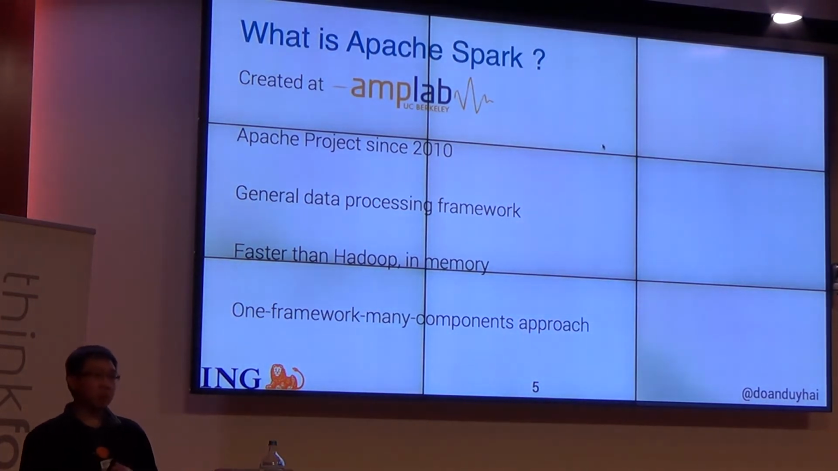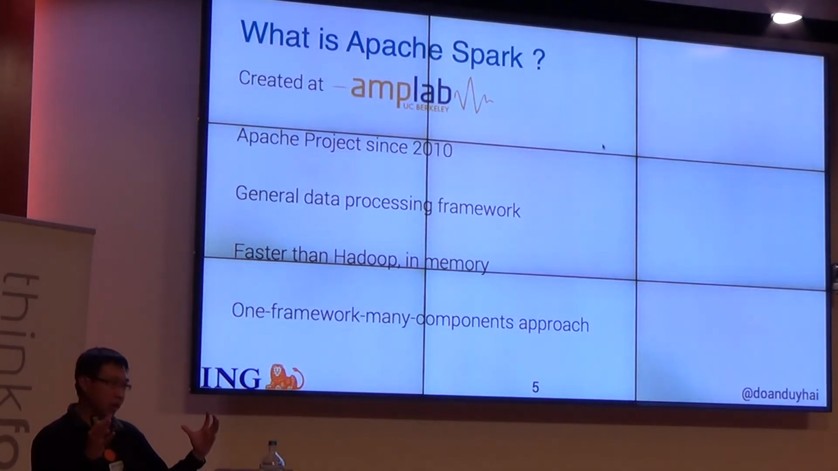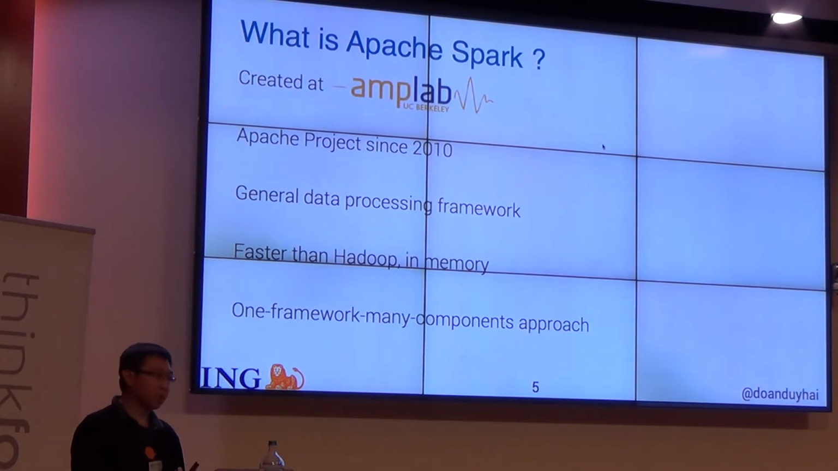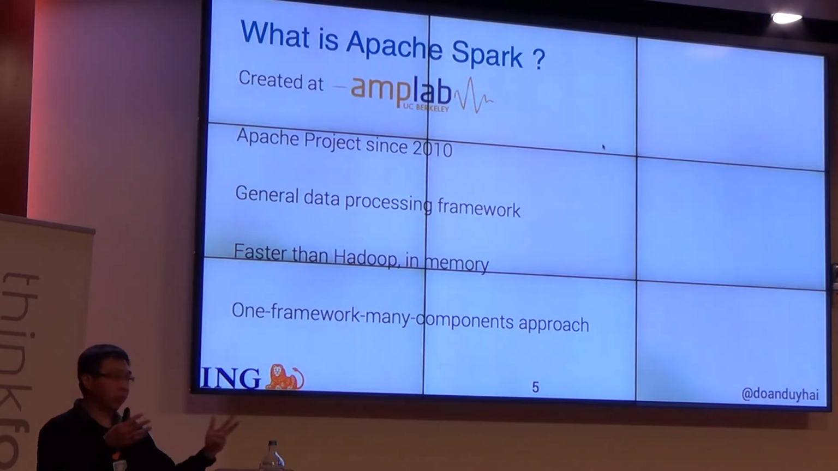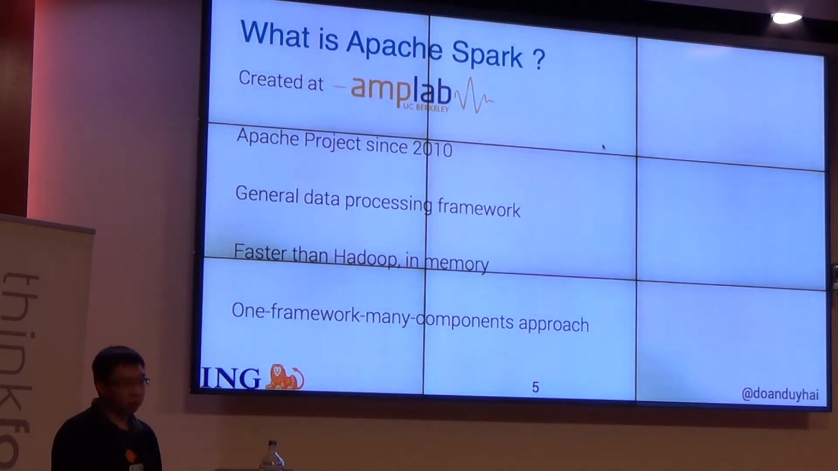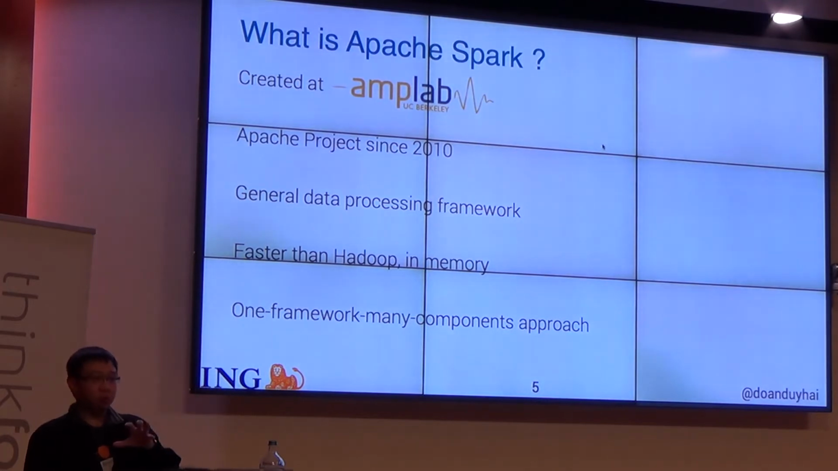And the second idea of Spark is to have one core API, one core component, and many plugins. You have plugins for streaming, you have modules or plugins, whatever you call them, for SQL, for machine learning, and all of those modules are just relying on the core API.